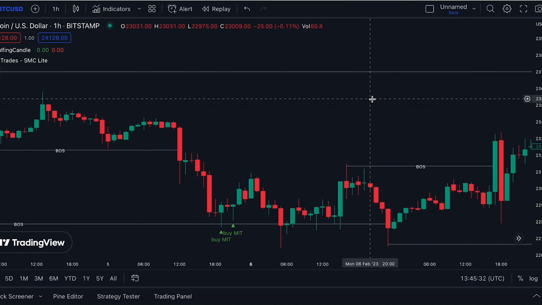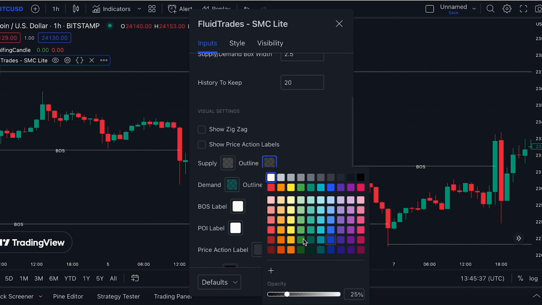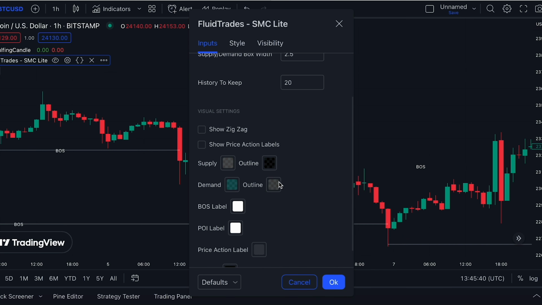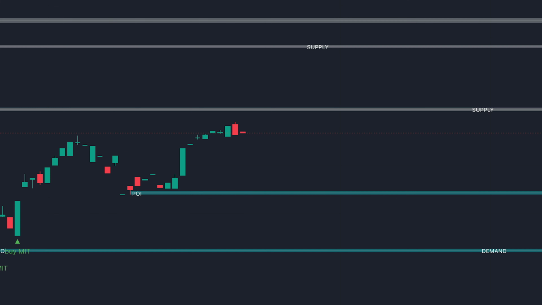To do this, access the indicators once more and look for Fluid Trades SMC by PMG. The next step is to open its settings and hide everything except support and resistance levels. The Fluid Trades SMC indicator plots key levels on the chart by showing the areas of supply and demand. When the price hits these levels, there is a high likelihood that the trend will reverse when combined with our clever engulfing pattern, which is plotted by the SMC indicator.